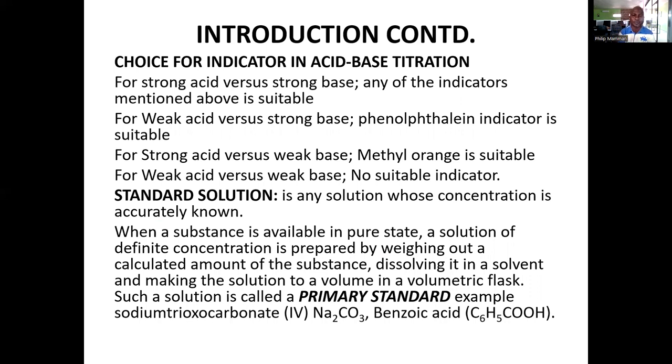Ethanoic acid is a weak acid. When you're titrating it against a strong base like potassium hydroxide or sodium hydroxide, you can use phenolphthalein indicator. And I'm sure you can marry that with the pH range of phenolphthalein indicator. Now, what about when you're titrating a strong acid against a weak base? You can use methyl orange as an indicator. So you can see that the choice of indicator is married to the pH range of the indicator. And finally, weak acid versus weak base does not have a suitable indicator at this level.